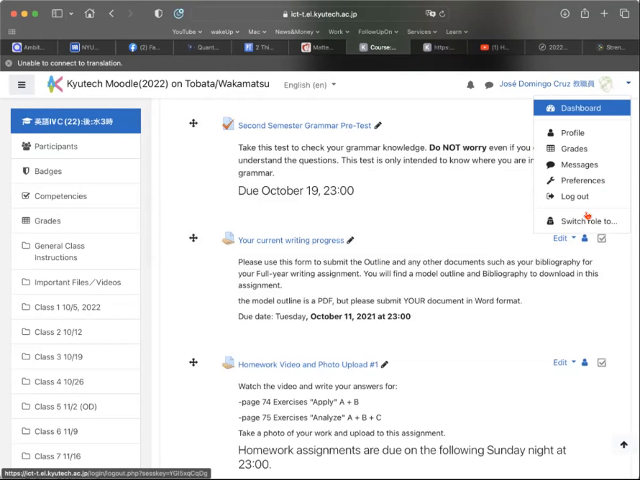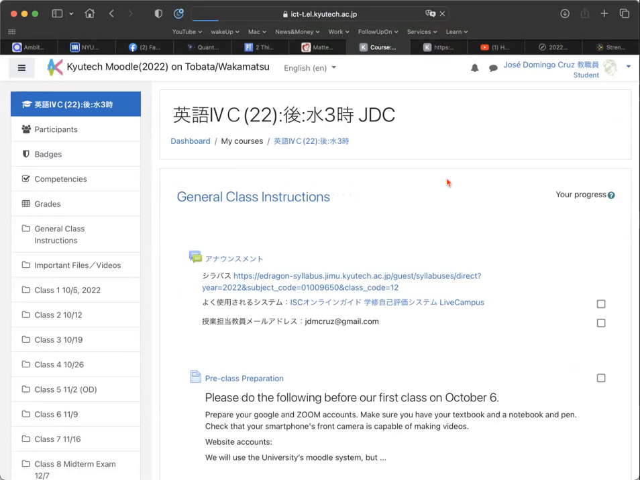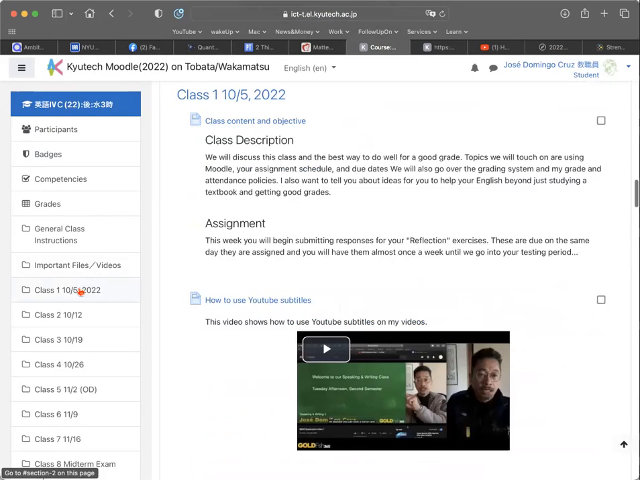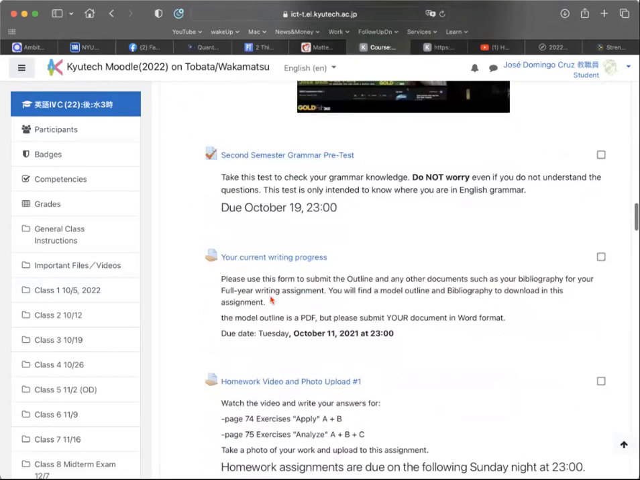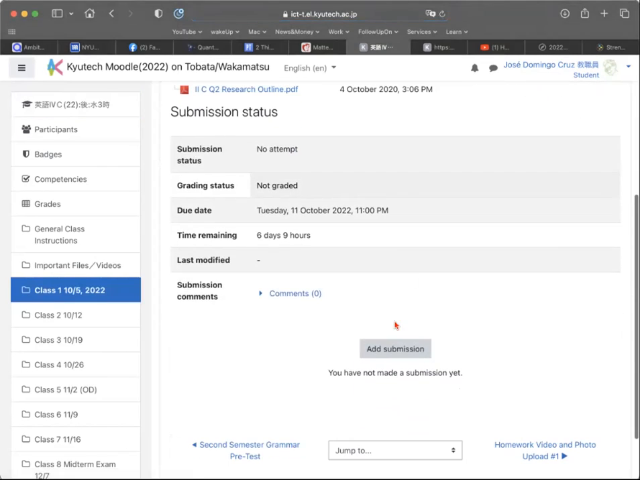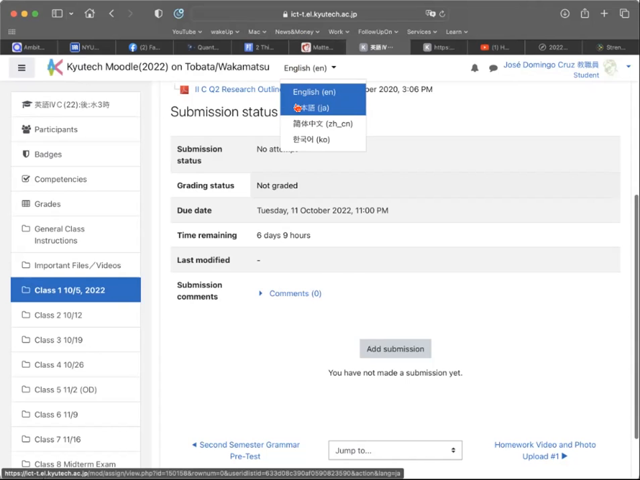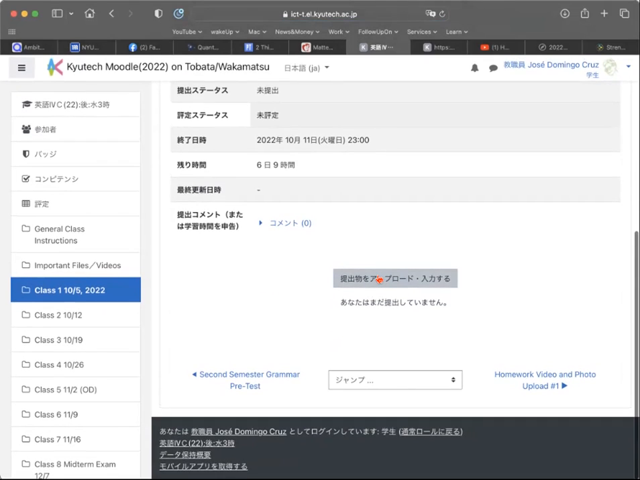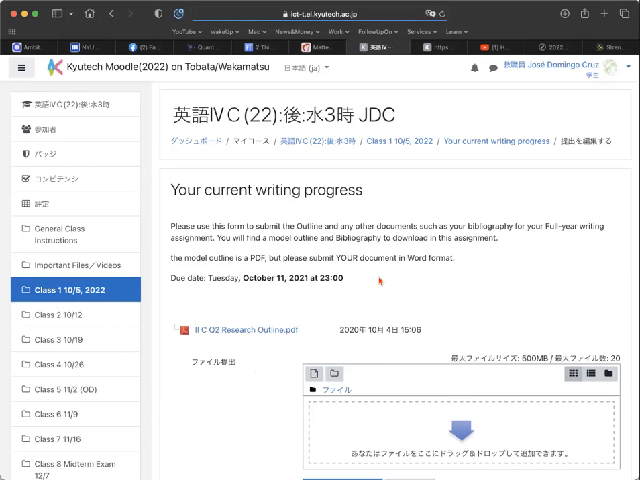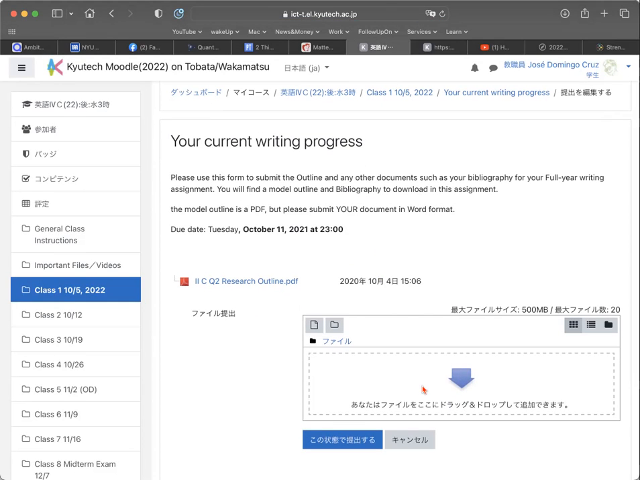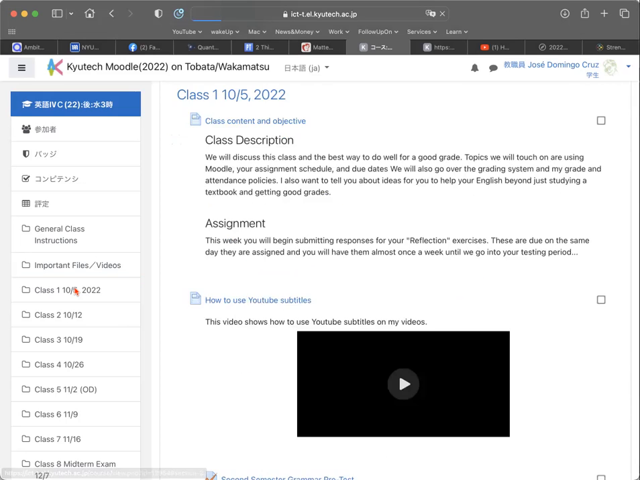Let me switch this to student mode. So all you have to do is find the document, come here. Oh, let me change that to Japanese. And in the button right here where you can submit or upload, click and drag and drop the document in there. You don't have to do any extra work. Just give it to me as you submitted it last semester. Okay. Now, back over here.